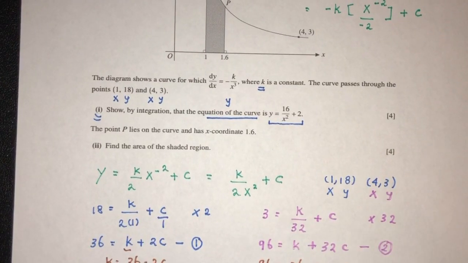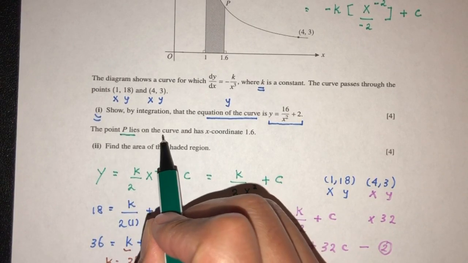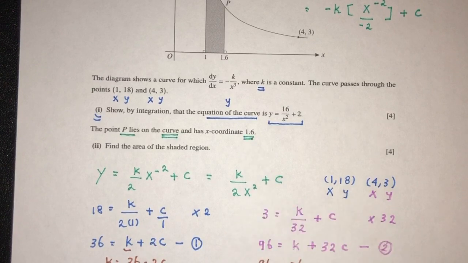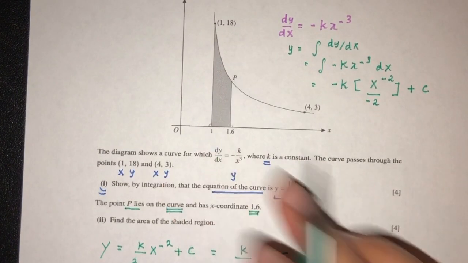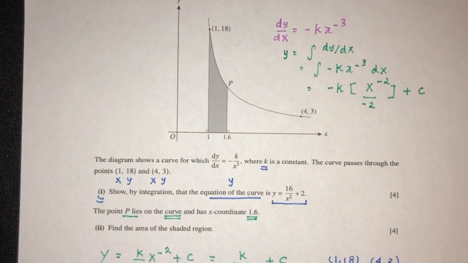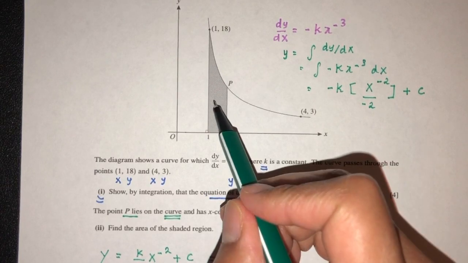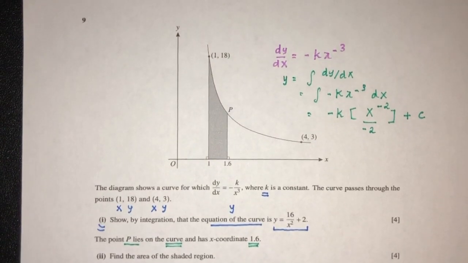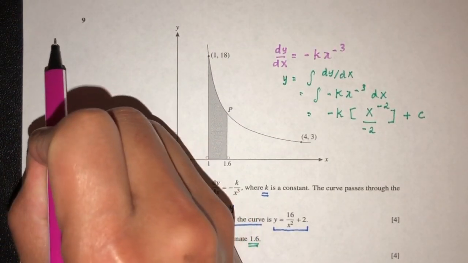Now, the point P lies on the curve and has x value this. Okay, as we can see right here. Awesome. Now part 2, we have to find the area of this region. So as you can see, this one is area under curve. Now how do you find area under curve? We find this by using integration. So we just have to integrate.